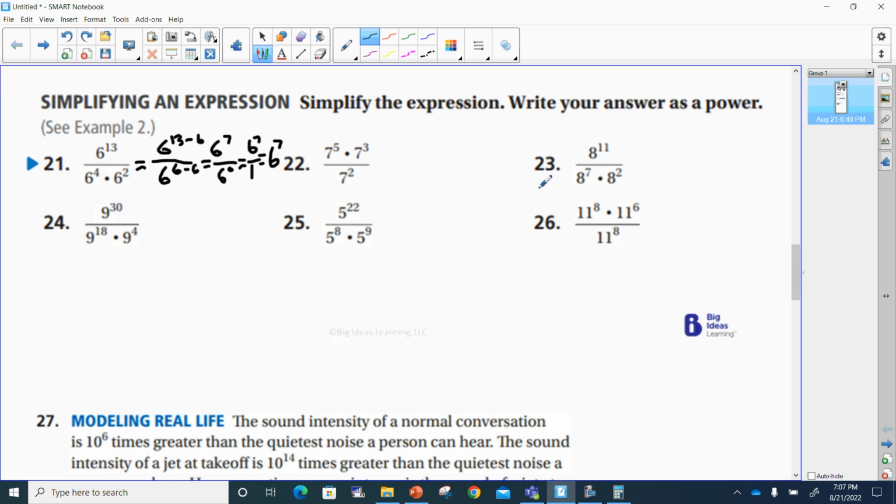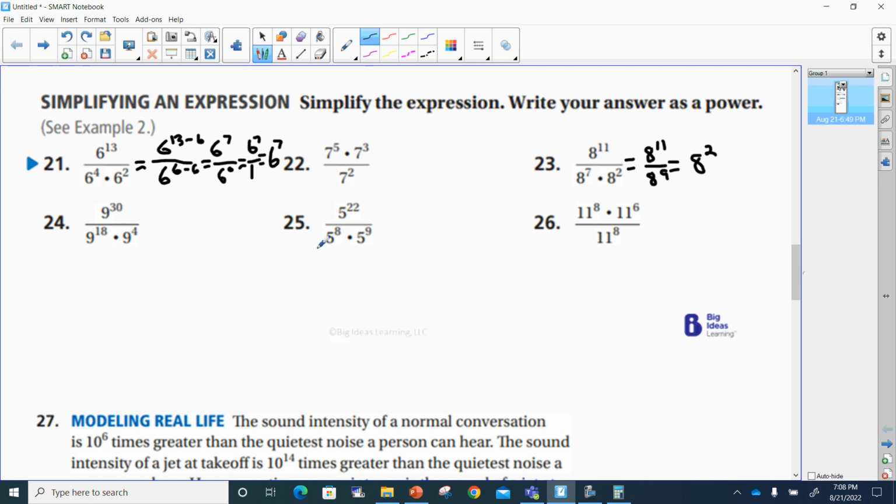All right, we're going to work a little bit quicker over here with number 23. I know 7 and 2 are 9, and 11 minus 9 is 2. So this is going to be 8 to the 11th over 8 to the 9th, and this will equal 8 to the 2nd power.